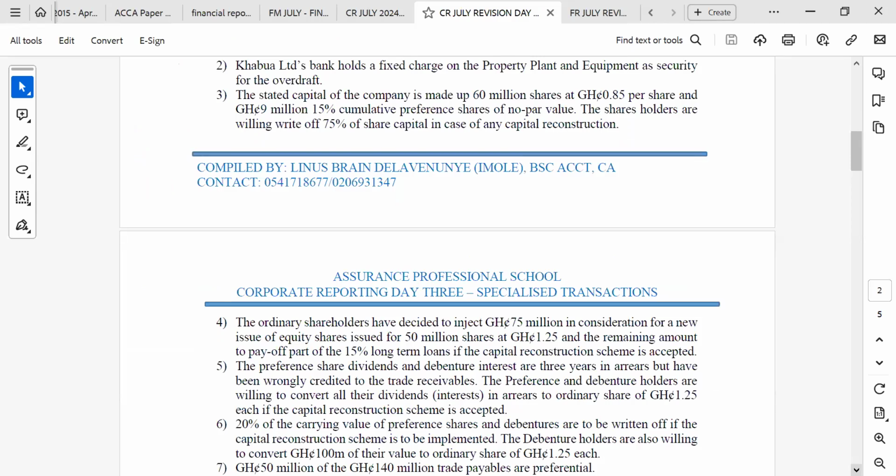The ordinary shareholders have decided to inject 75 million in consideration for a new issue of equity shares issued for.